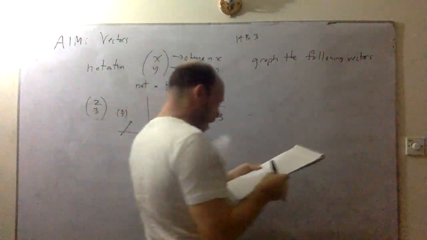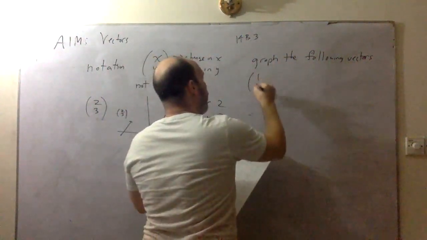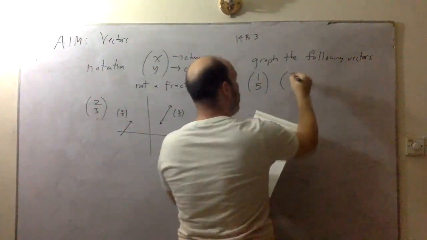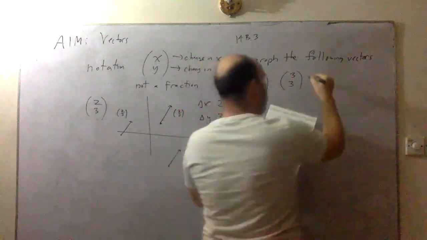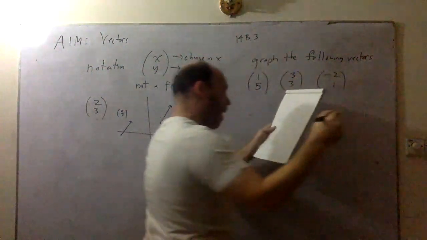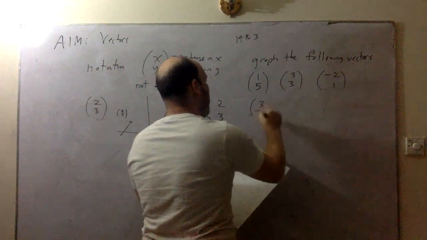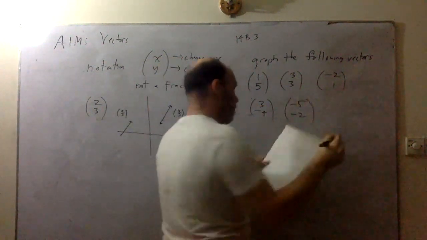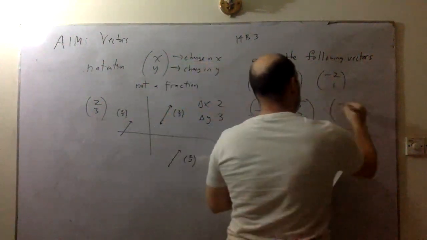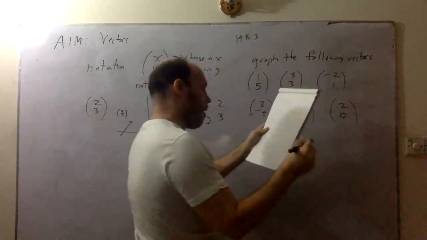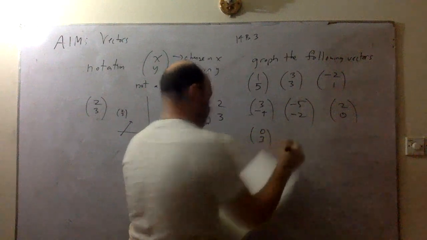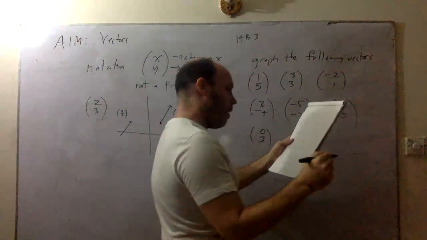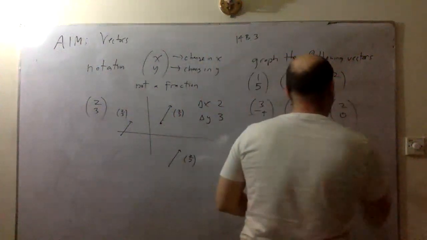I'm going to ask you to graph 1, 5. Graph 3, 3. Graph -2, 1. Graph 3, -4. Graph -5, -2. Graph 2, 0. Graph 0, 3. Graph -5, 0. And graph 0, 1.